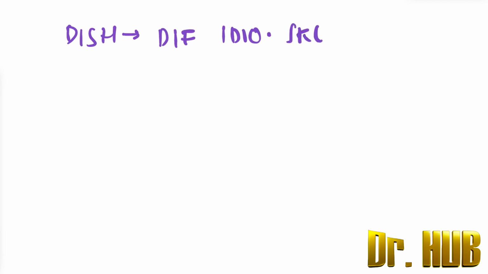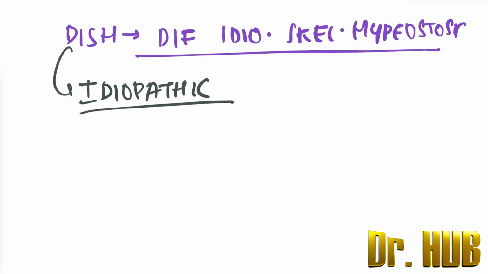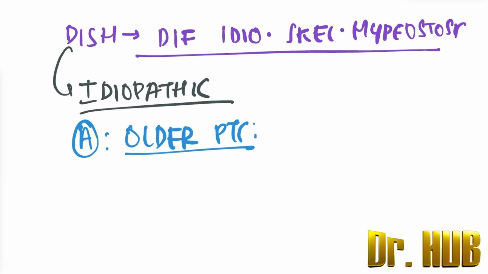Now let's move on to the DISH. We already discussed the full form. It stands for diffuse idiopathic skeletal hyperostosis. So what is the etiology here? It is going to be idiopathic. And next, in terms of age group, it is in older patients, or you can call it middle-aged patients.